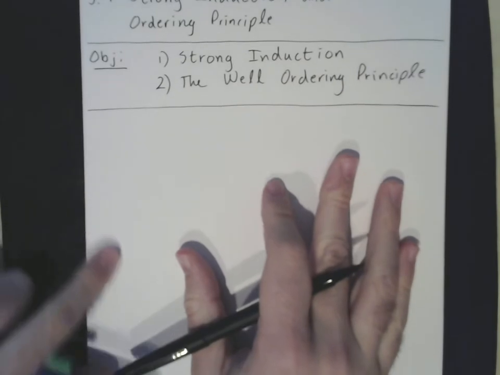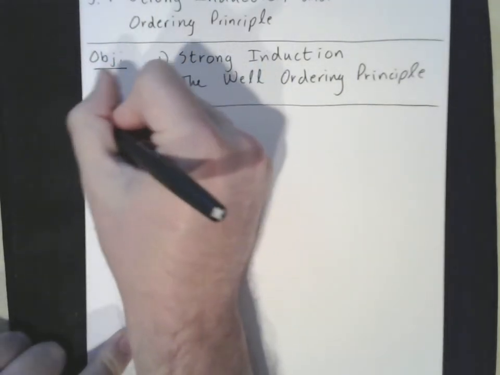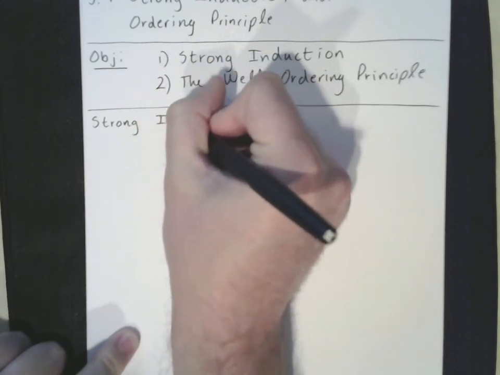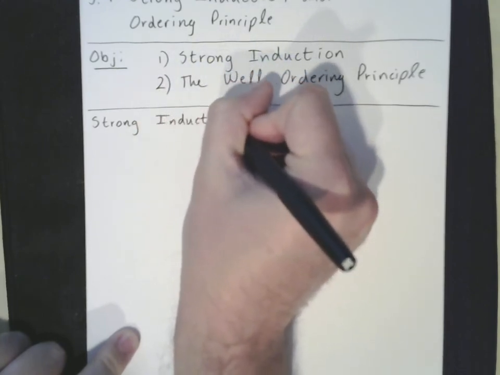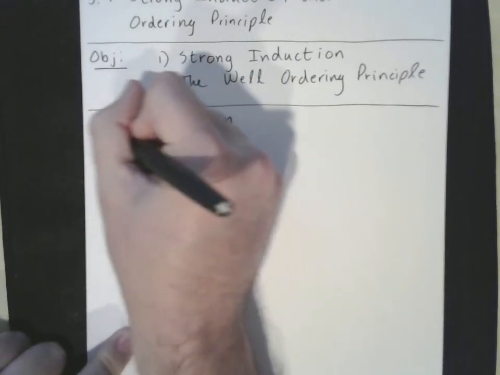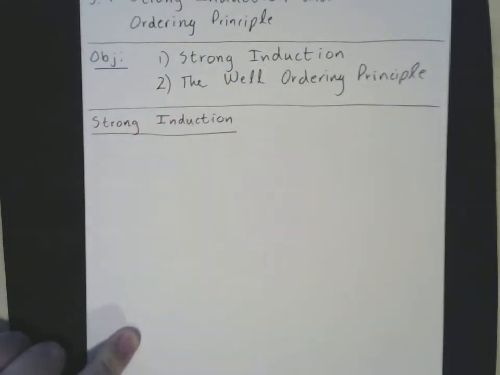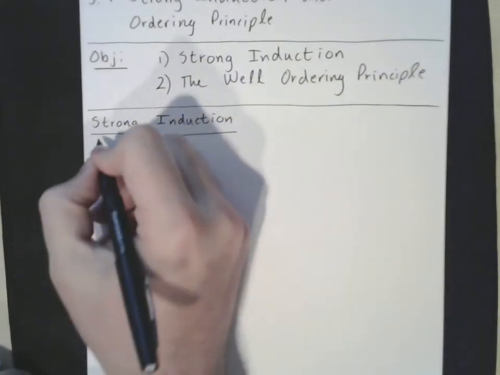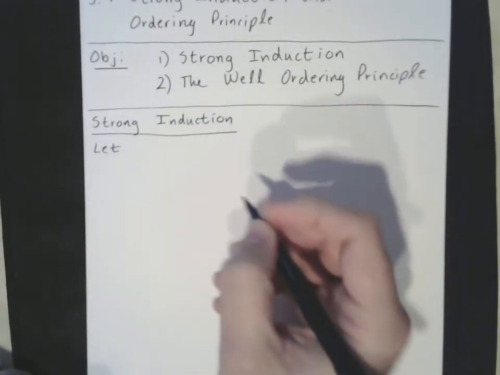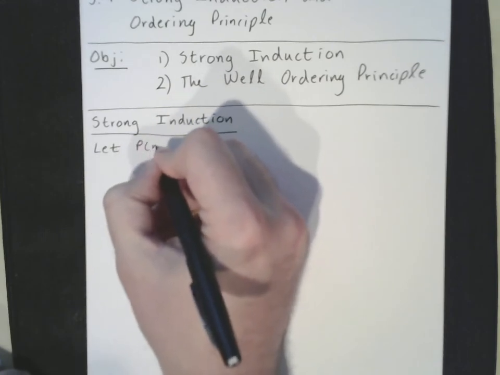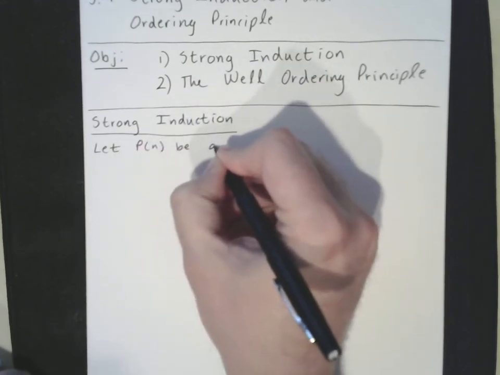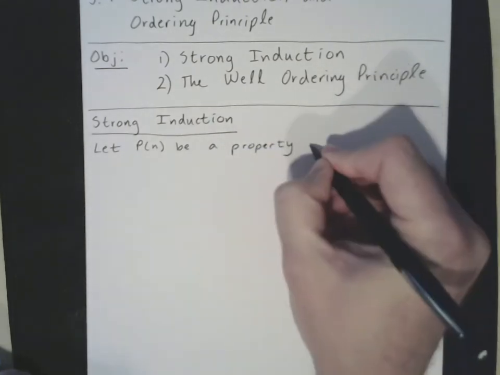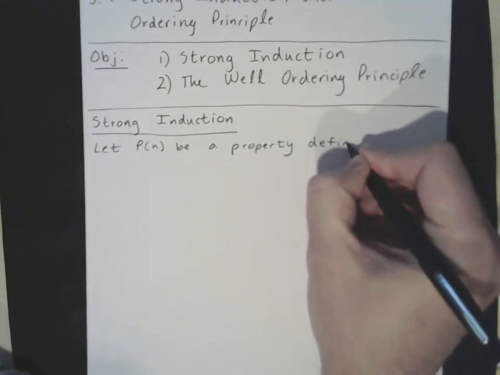So strong induction is very similar to regular induction. A lot of times the body of the proof after your inductive hypothesis looks virtually the same, but it's in your base case that things change. So the way strong induction works is we let P of n be a property or statement defined for integers n.